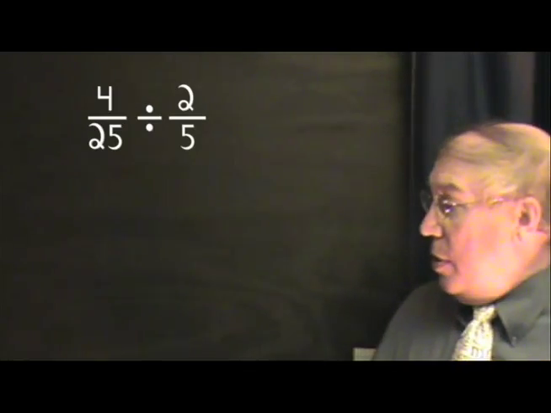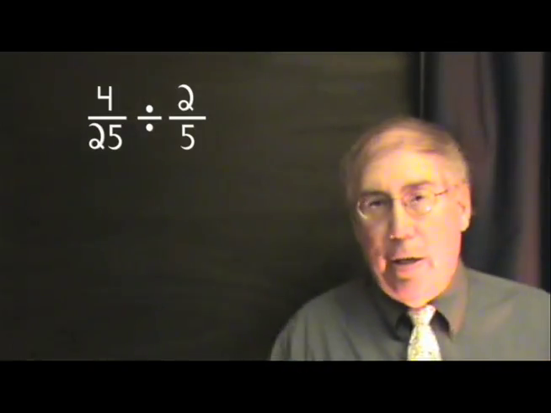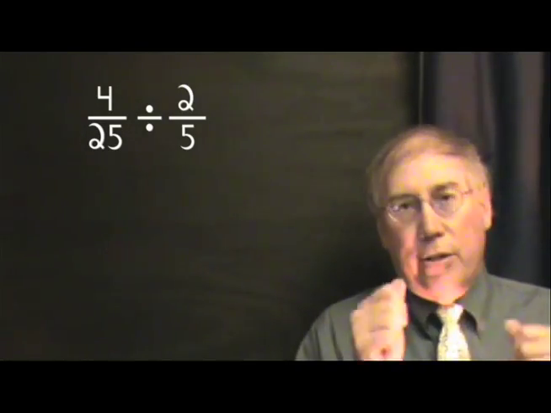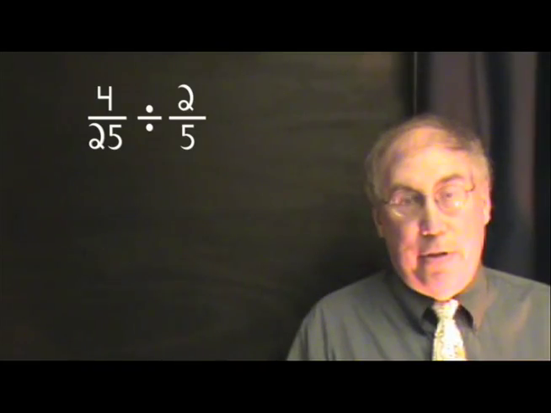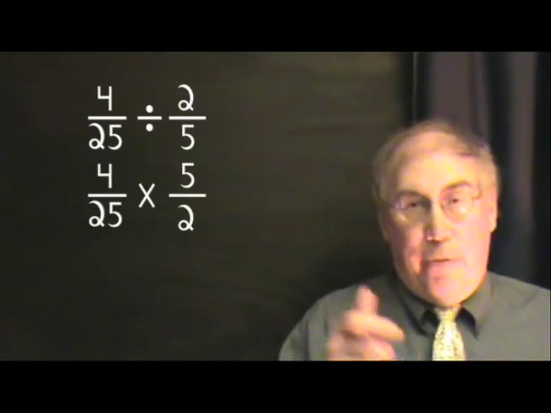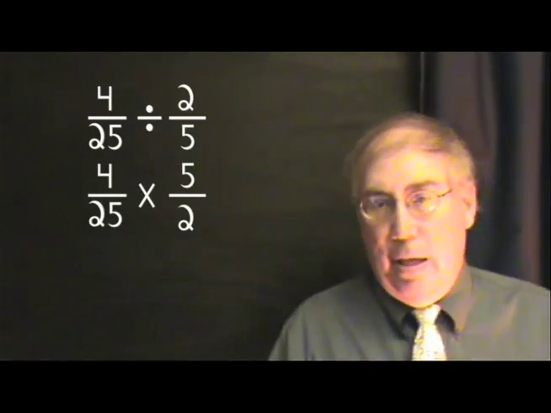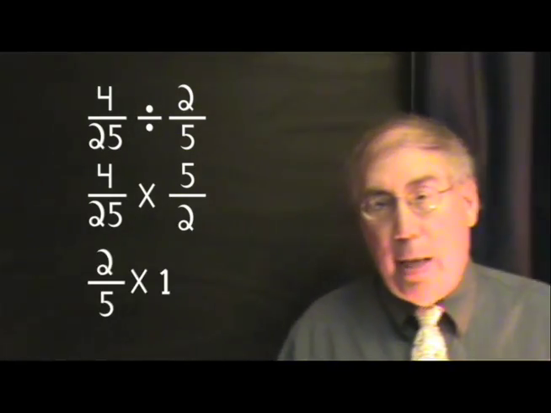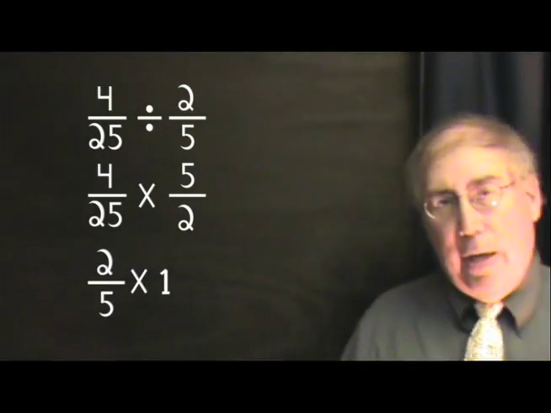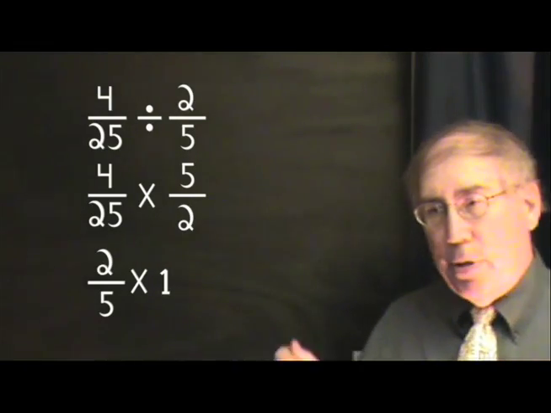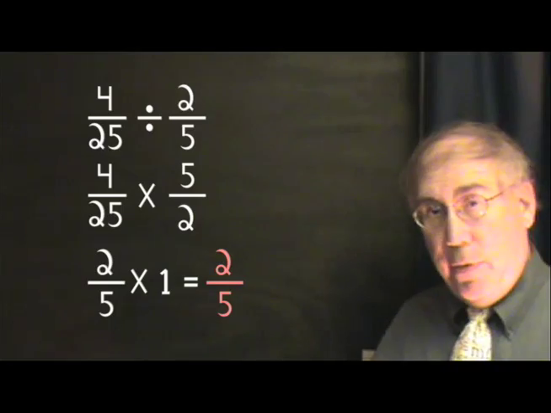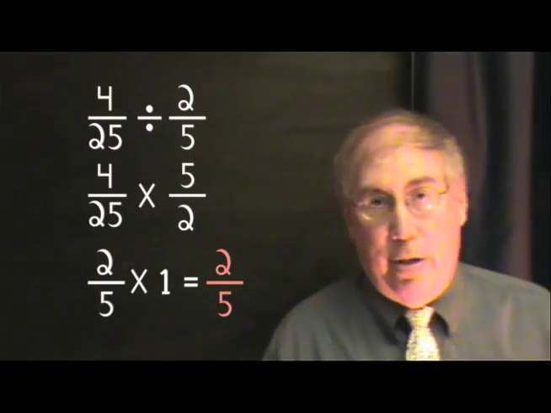So let's see what's next on our magic board here. Division. The trick here is take the divisor, in this case 2/5, and invert it. Turn it upside down, and then multiply it times the first fraction. So we got 4/25 times 5/2. The 5 will divide into 25 5 times, the 2 into the 4 2 times, and you'll be left with 2/5 as your answer.